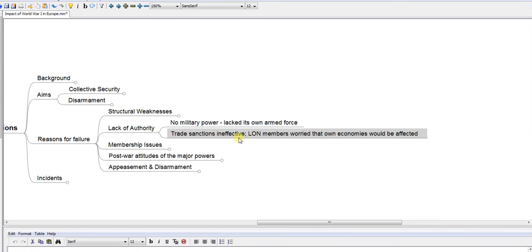The economic terms are not binding on the League of Nations members, so they can follow or not follow. It's up to them, although they were strongly encouraged to follow.